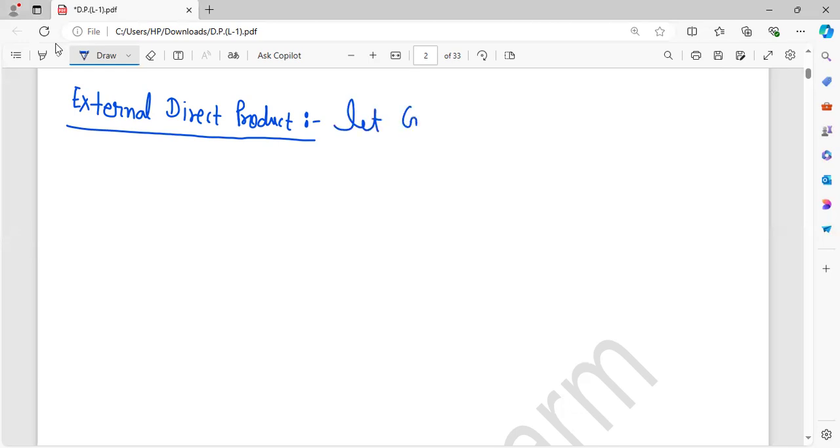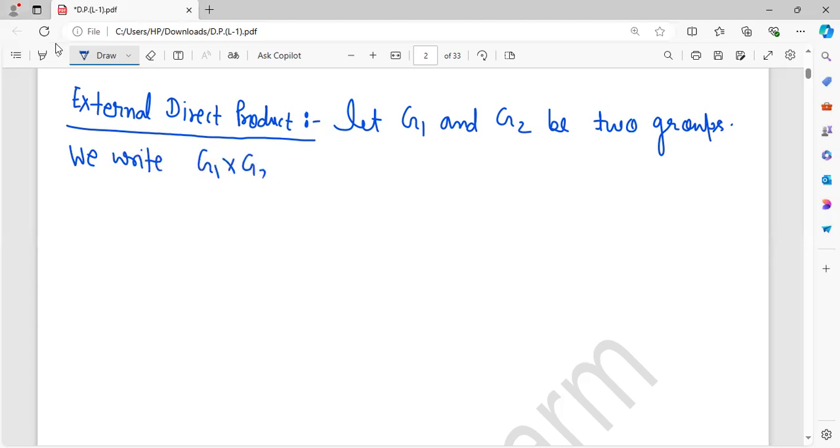Let G1 and G2 be two groups. Okay. We write G1 cross product with G2 is equal to the set of pairs (g1, g2) such that g1 belongs to G1, g2 belongs to G2. Okay.